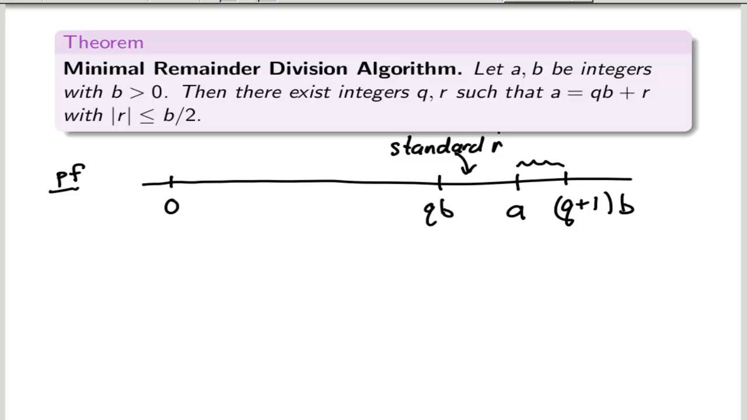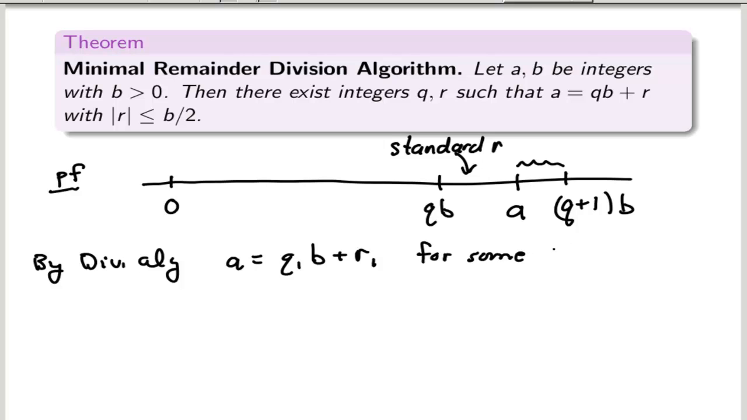So we start the proof by just employing the standard division algorithm. By the division algorithm, A equals Q1 B plus R1 for some Q1, R1 with 0 less than or equal to R1, strictly less than B.